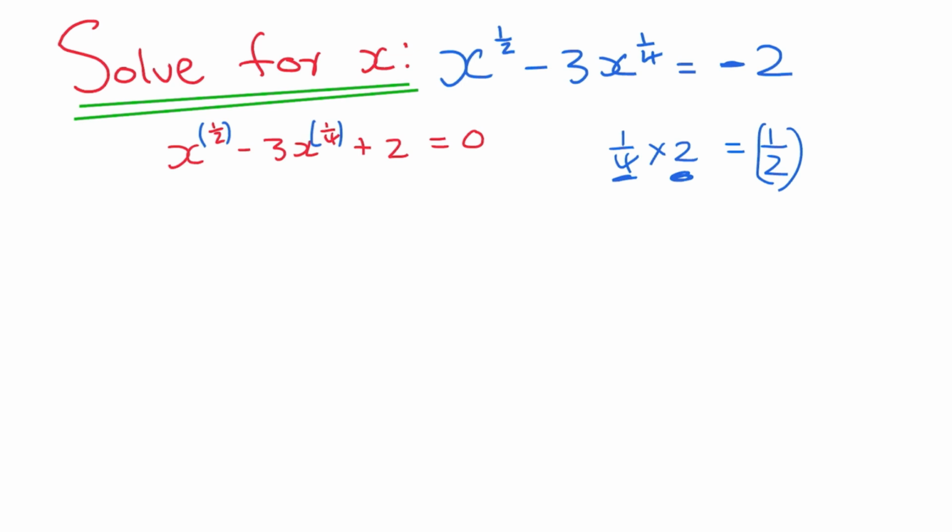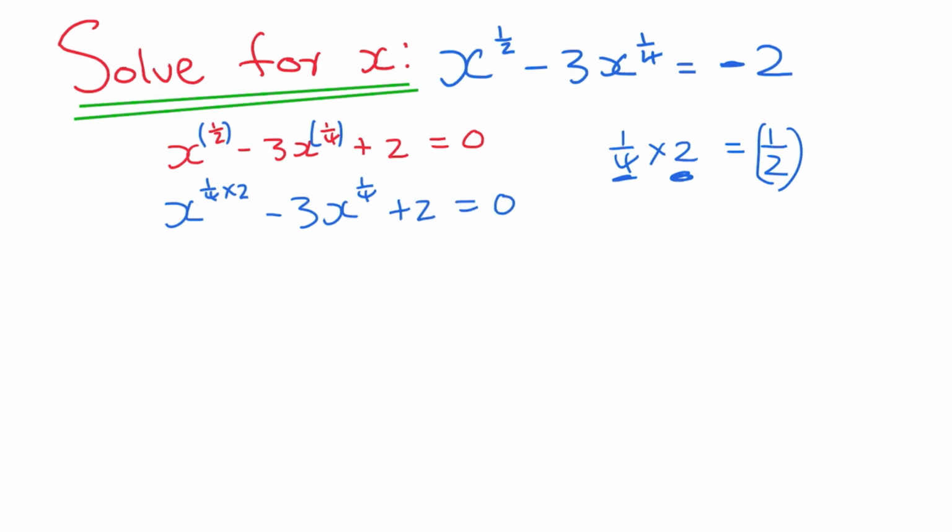I'm going to have x to the exponent 1 over 4 times 2, then I will say minus 3x to the exponent 1 over 4. That's the first thing you have to do, guys. Every time you see half as an exponent and another variable with an exponent of 1 over 4, just change your half to 1 over 4 multiplied by 2, because 1 over 4 multiplied by 2 is literally 1 over 2. Clear? Then you have your plus 2 equals to 0.